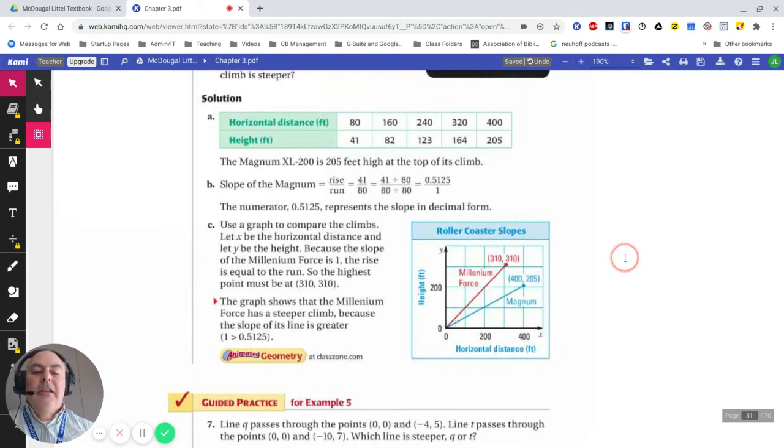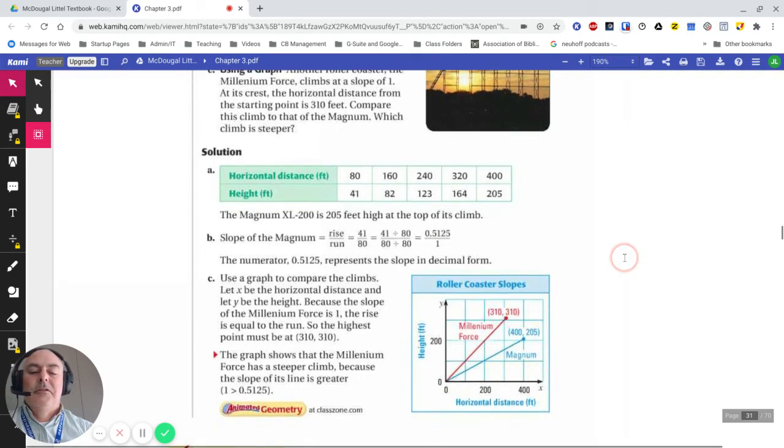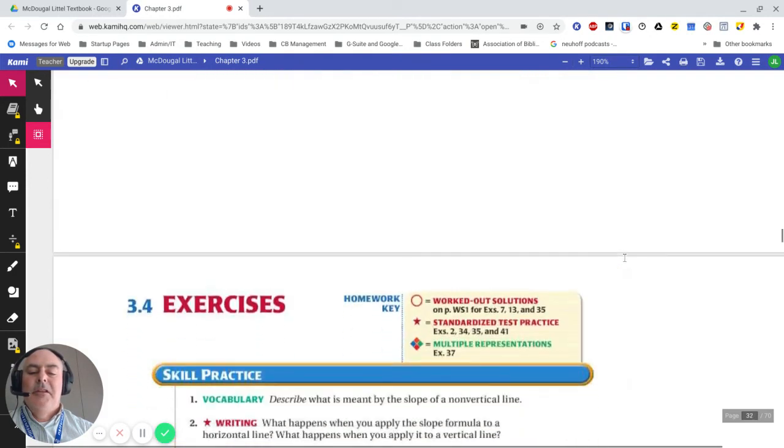The last thing I can do is determine the slope based upon information that's given. And I can see if something is rising faster than another line. So if something has a steeper climb, it's going to have a steeper slope. And in this case, what they're doing is they're measuring the difference between 2 different roller coasters to see which one is actually steeper.